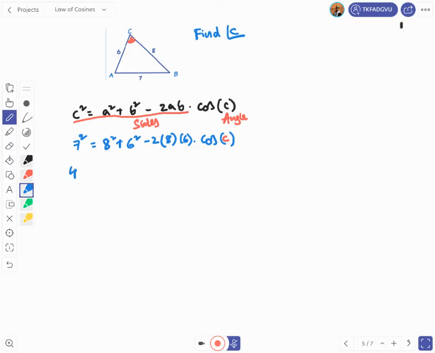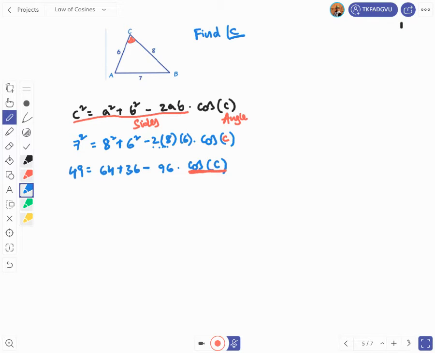So 7 square is 49, 8 square is 64, 6 square is 36. Subtract 2 times 8 times 6, that is 16 times 6, you can make use of a calculator, that is 96 times cos C. So I did not make any modifications in the formula. That part I copied as it is.